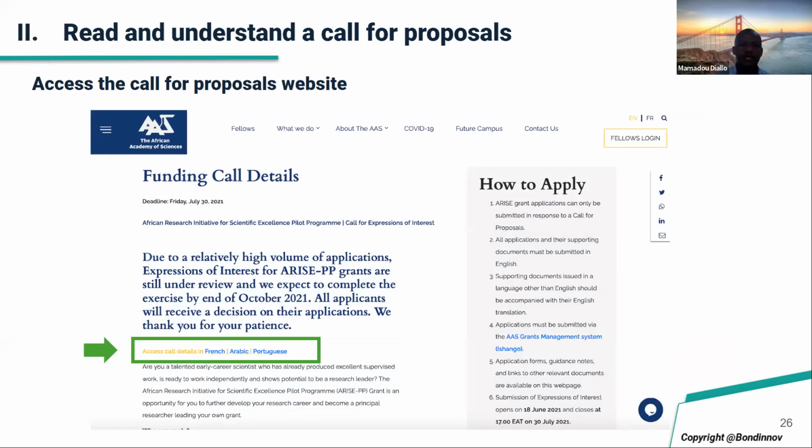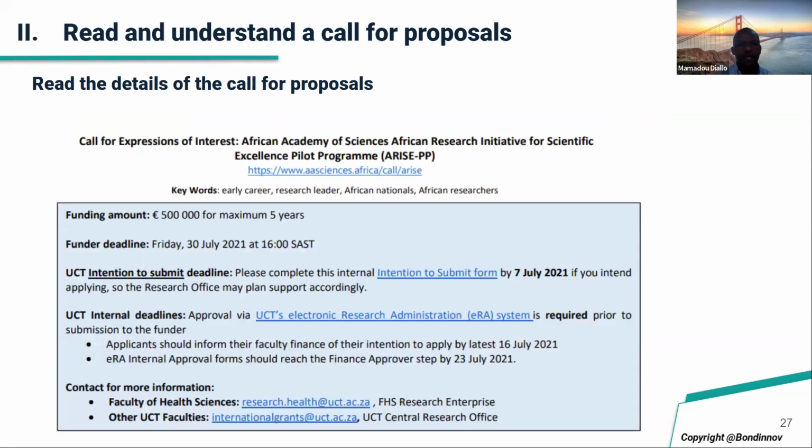The project is also written in English, French, Arabic, and Portuguese. Here is the call for expression of interest from the African Academy of Science. You have the funding amount and some information you find on the website. Keywords: early career, research leader, African nationals, African researchers.